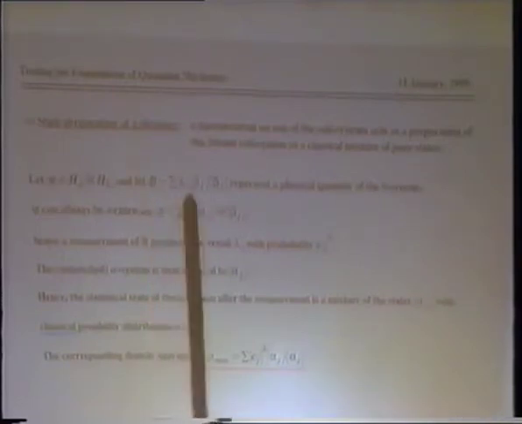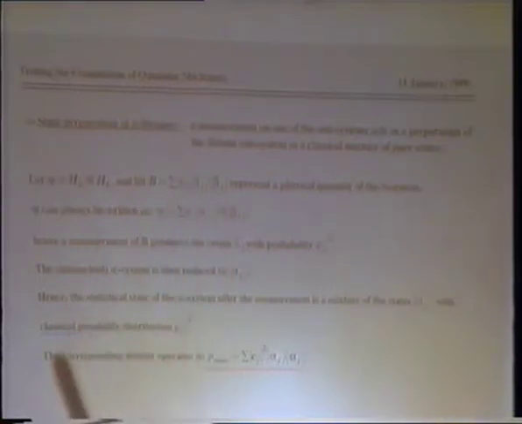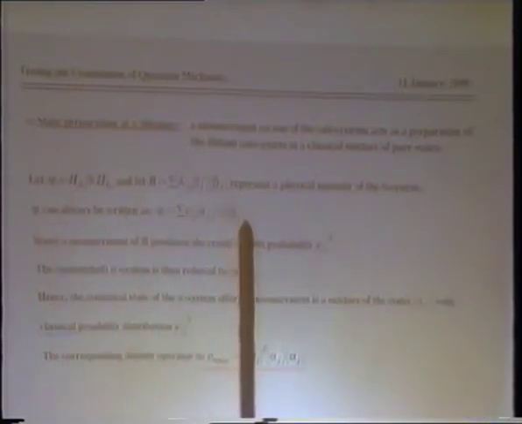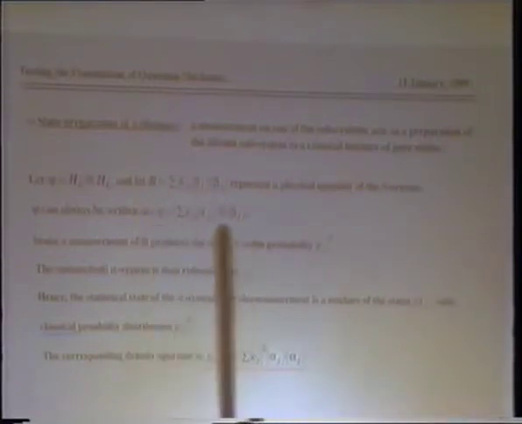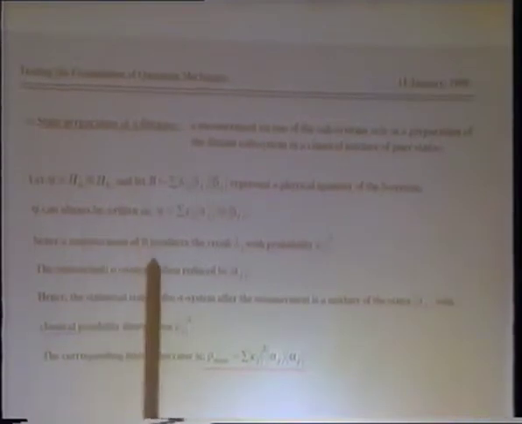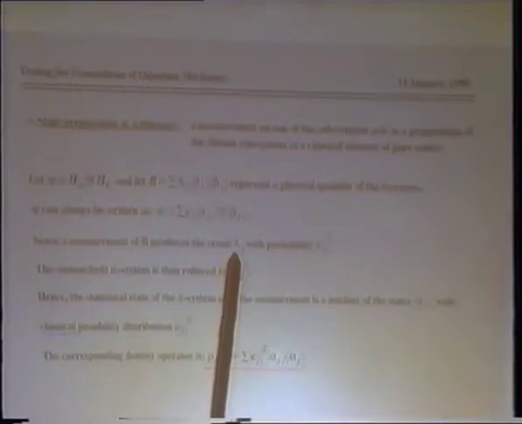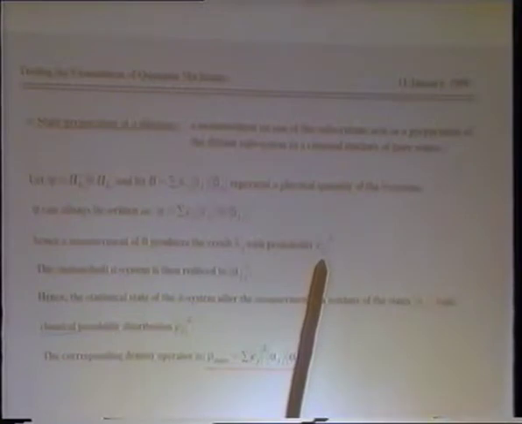Now you can write this operator in this form, with one-dimensional projectors and eigenvalues, and psi can then always be decomposed using the basis of the eigenvectors of this operator. So it can be written in this form. Now, very elementary quantum mechanics: you measure B, the result is an eigenvalue, let's say lambda j, and that happens with a certain probability, which is the square of the norm of Cj.